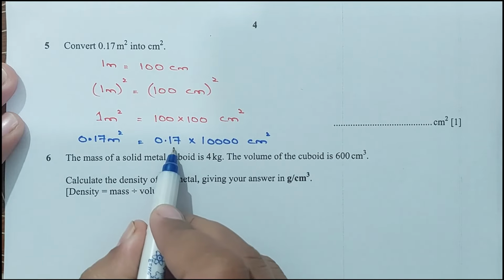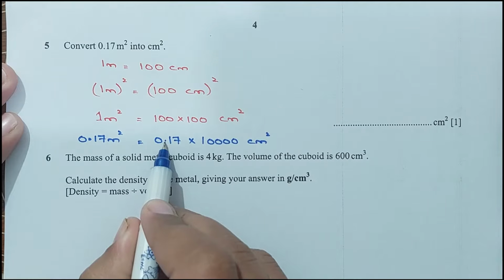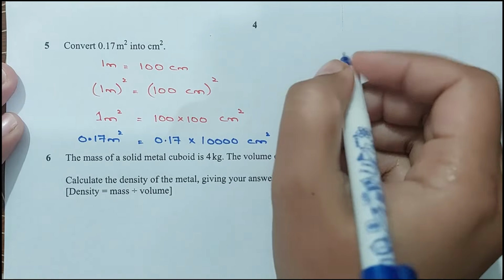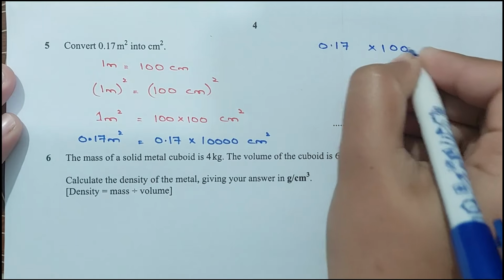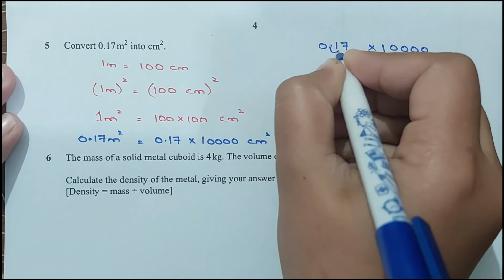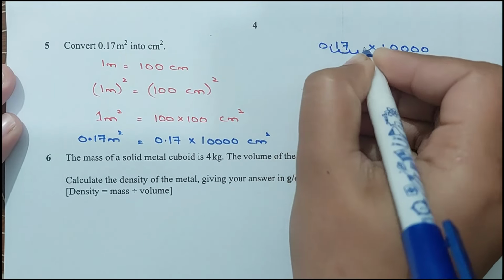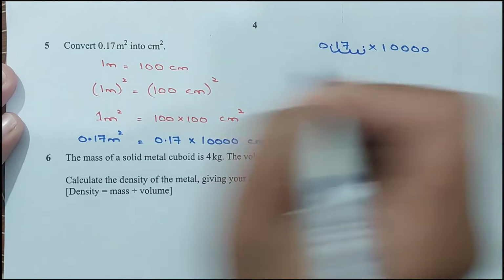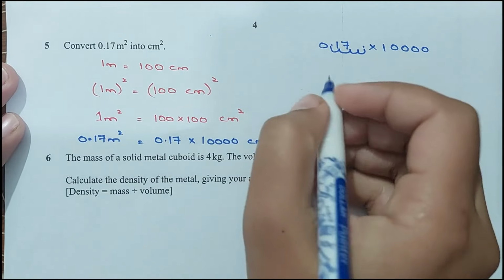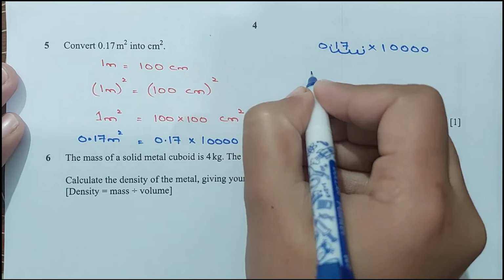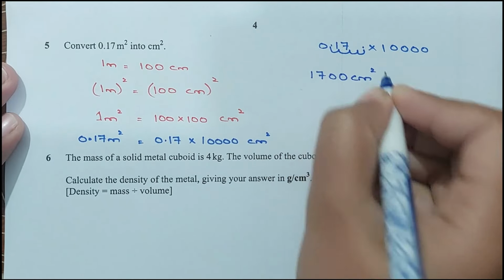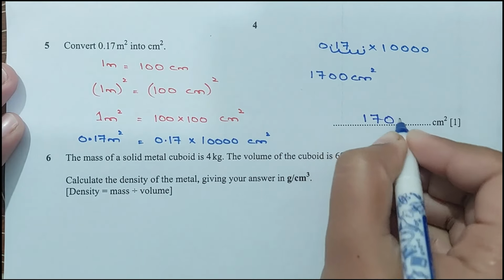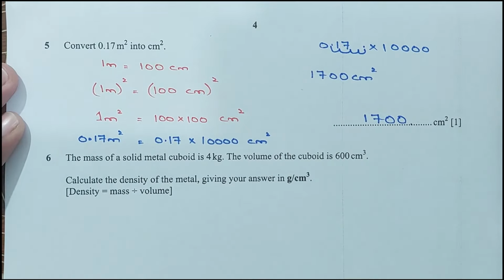Since there are 4 zeros, we have to move the decimal point 4 units to the right side. So 0.17 times 10000, 4 zeros: 1, 2, 3 and 4 over here. So in the middle we have 2 zeros. So this means we have 1700 centimeter square. 1700. Right. Question number 6.